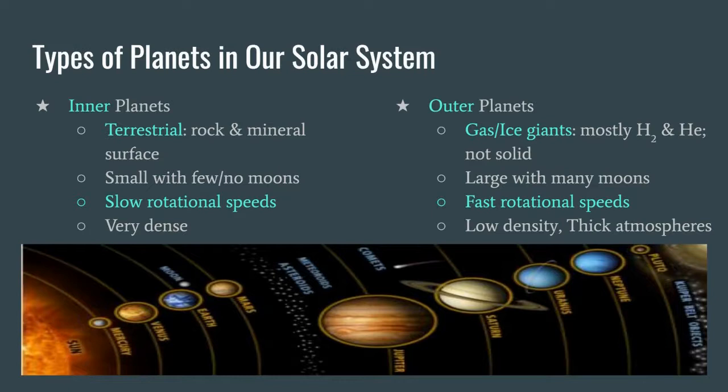Now, this is where we have a good compare-contrast to our outer planets. So even though on our inner planets we're able to stand on them, if we're able to get there and survive those conditions, on the outer planets, they are mostly made out of gas and ice. They are called the gas and ice giants, and they're mostly hydrogen and helium, and they are not solid. They are large with many moons, which some of you will be able to see later. And they have fast rotational speeds, low density, and a thick atmosphere.